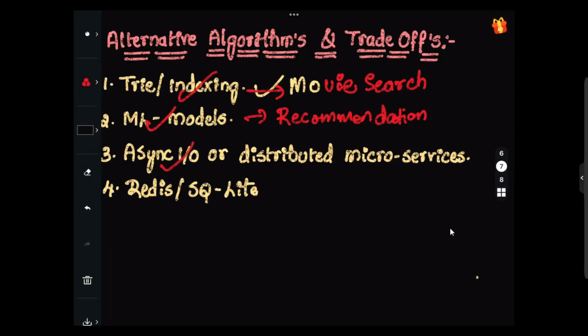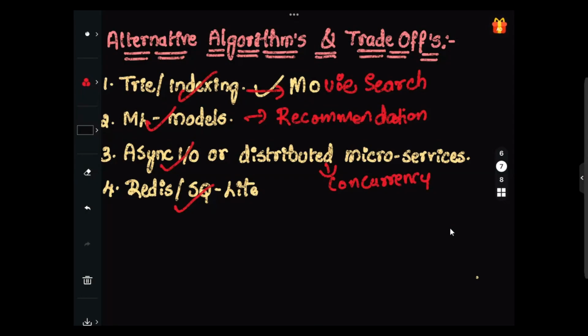And the third one here, I'm speaking of async IO, for the concurrency part. Async IO, or asynchronous input output, or distributed microservices. For concurrency, we can maintain async IO or multiprocessing for better scalability, or go with distributed microservices as well. And the final one here, we can make use of Redis or SQLite, or go with a NoSQL database for real data storage. That also we can do, right?